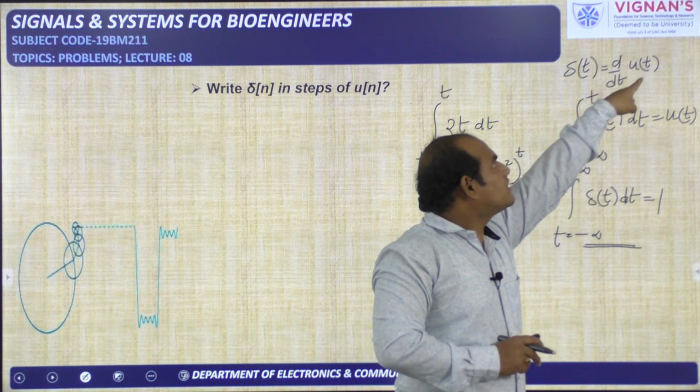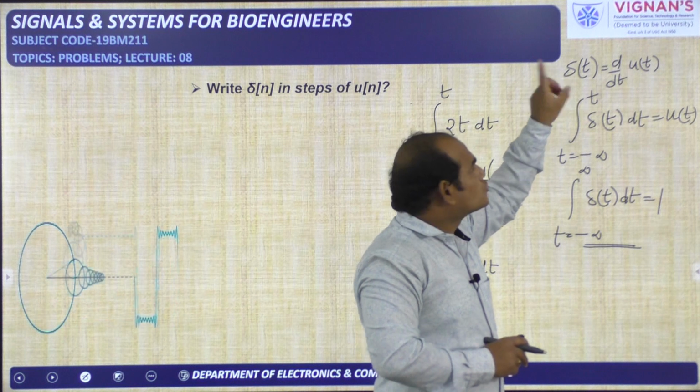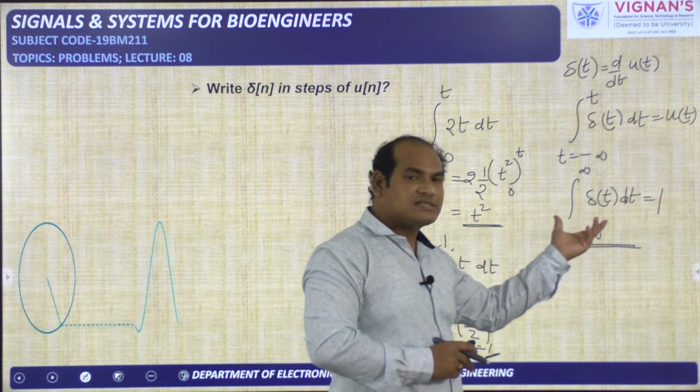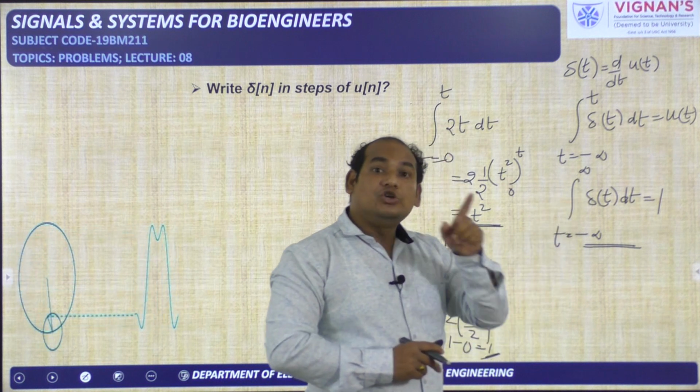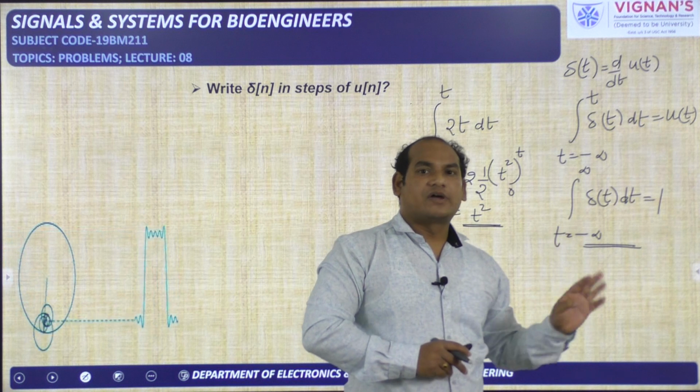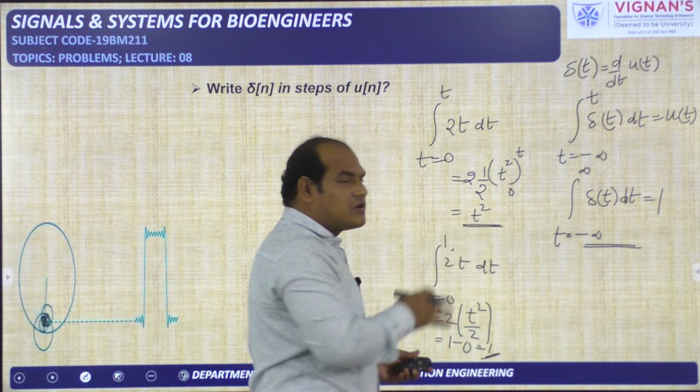If you do the derivative for u of t, we are getting del of t. So if you do the integration for del of t, you should get u of t. But what about this? Because here limits are there, you will be finding the area. So area is equal to 1. Okay, so with this, what did you understand?